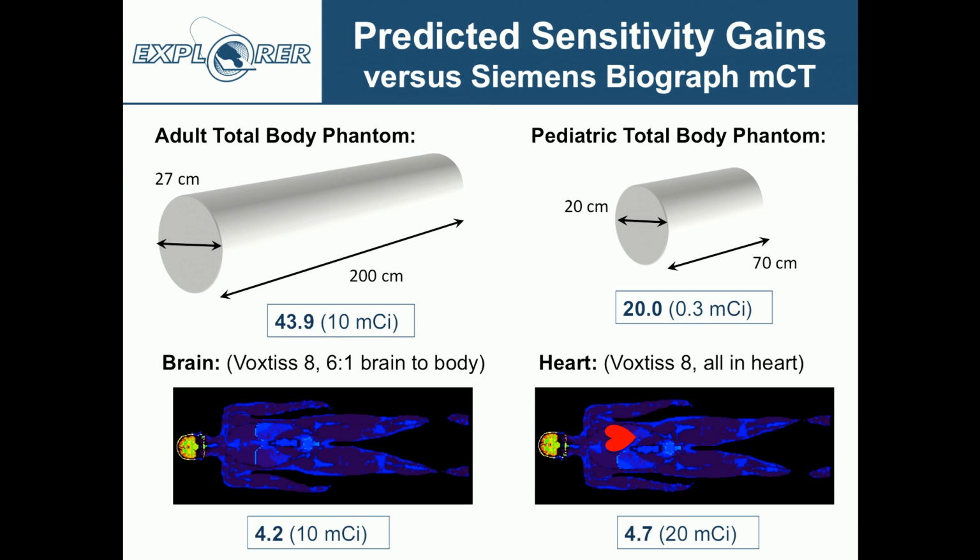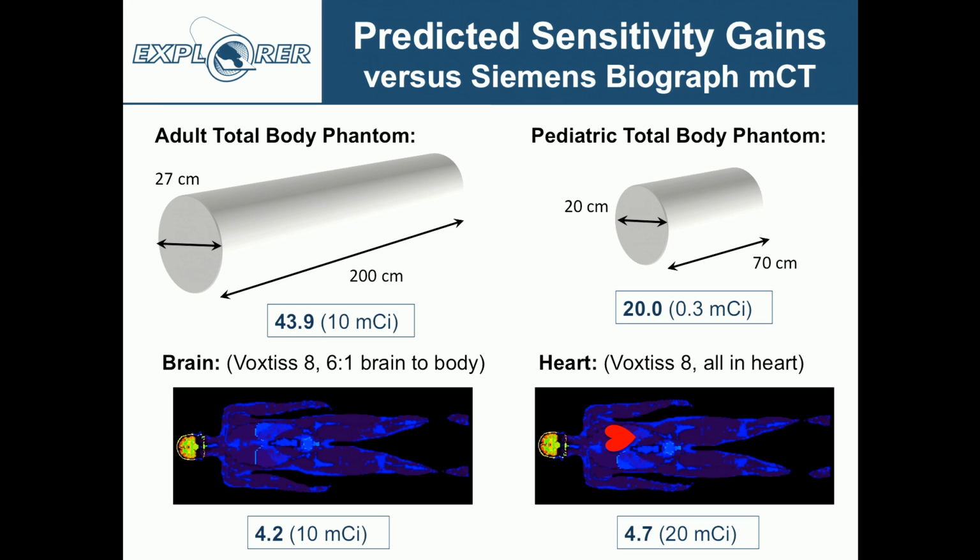So if we actually go and look at the effective improvement in sensitivity for that phantom, it's about a factor of 44. So when I say that we can get a 40-fold increase in sensitivity, that's where that number is coming from. Now, of course, it's context dependent. So if we look at other objects, the sensitivity gain will be different. If we're interested in pediatric studies, where we would anticipate a smaller object, maybe 20 centimeter diameter by 70 centimeters long, now the gain is about a factor of 20. And as I already mentioned, if we look at single organs, either brain or heart, then our gains are more in the 4 to 5 range.